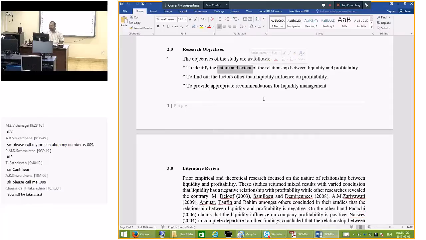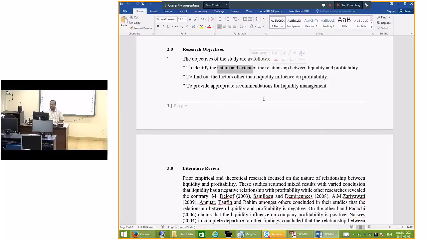If you want to see the nature, how do you check the nature? Someone will ask the question. How do you check the extent? Then someone will ask. Otherwise, you identify the relationship between liquidity and profitability. Everyone knows how to check the relationship. When you use the words nature and extent, finally you have to achieve that nature and extent. Therefore, don't use those unnecessary words. Your one objective is to identify the relationship between liquidity and profitability.